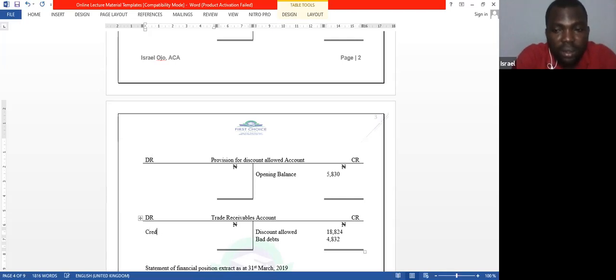Credit sales. We're going to have credit sales. And what is the figure given to us in credit sales? If you look at it, we have 425,052. And the second leg will be posted under what? Under the sales account. So we are not opening the sales account yet, so the second leg will not be posted.